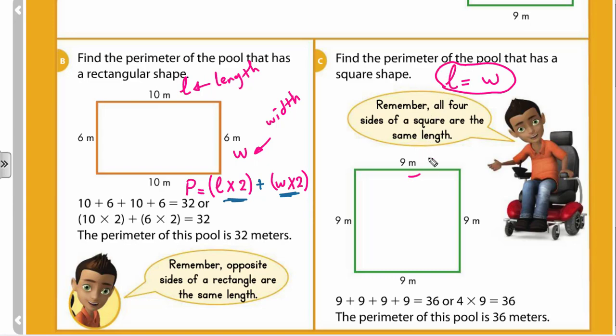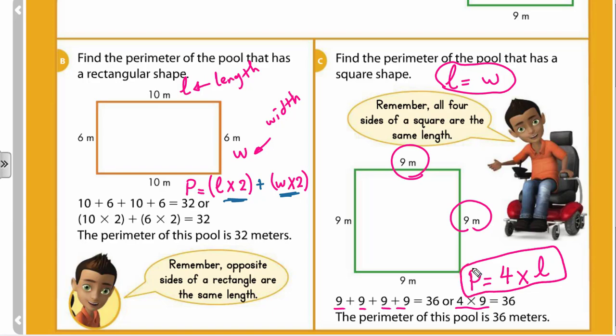So as you can see here, it's 9 and 9 also. So in this case, we can just write that the perimeter is, we can add them, 9 plus 9 plus 9 plus 9, or multiply 9 by 4. So we can say that we need to multiply the length by 4. And focus here, we don't have width. For the square, we don't have width because the length and the width are the same.